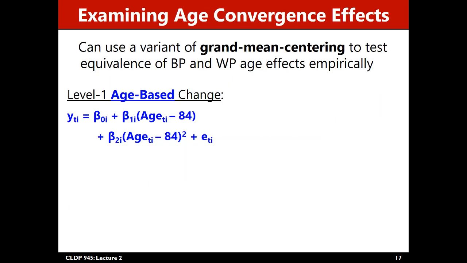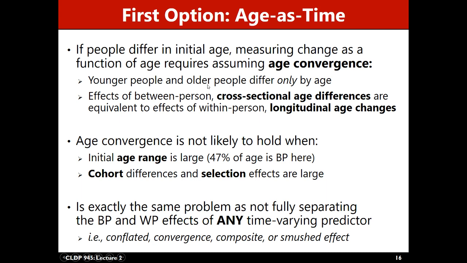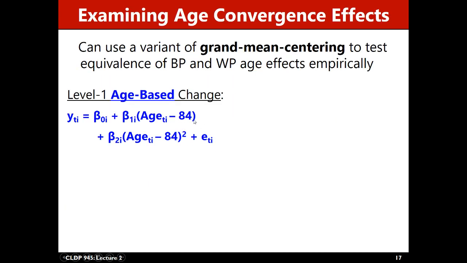The language here is a little bit tricky, but the logic is that we're going to put in a covariate for when it was you were a certain age. If the trajectories align onto a single trajectory like you want, then it shouldn't matter when you were a certain age. If it does matter, then you have age non-convergence.